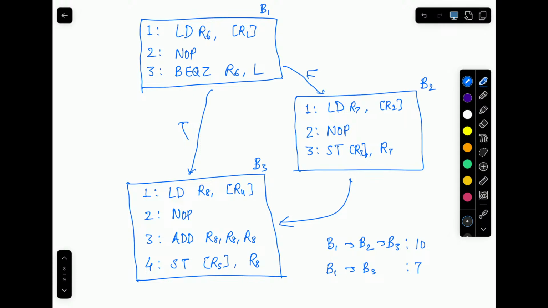But what would be good if I have finished the execution of this instruction? Exactly. If the condition is false, I can directly execute this instruction 3, which is also a memory operation, because I would have already finished the execution of this load in those 2 cycles.